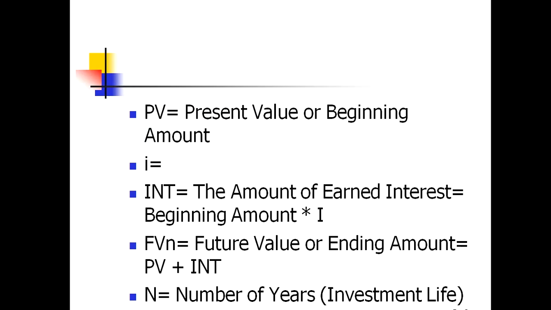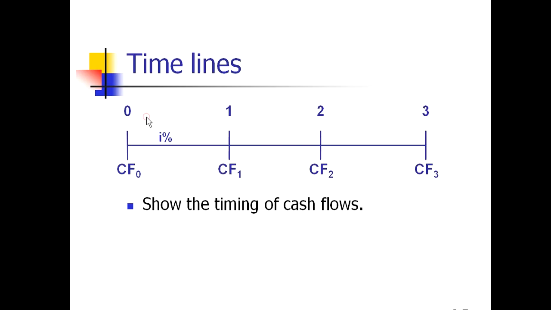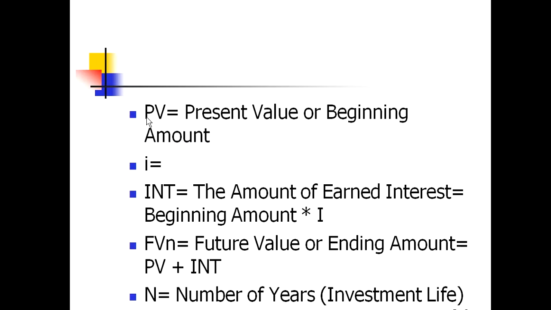And here, before we begin, we have to illustrate some important terminologies which are going to be used in our formula. Here we can see the PV, which refers to the present value or the beginning amount, and the I symbol relates to the rate of interest, and the INT means the total amount of earned interest, and it is calculated by multiplying the beginning amount or the present value by the rate of interest.